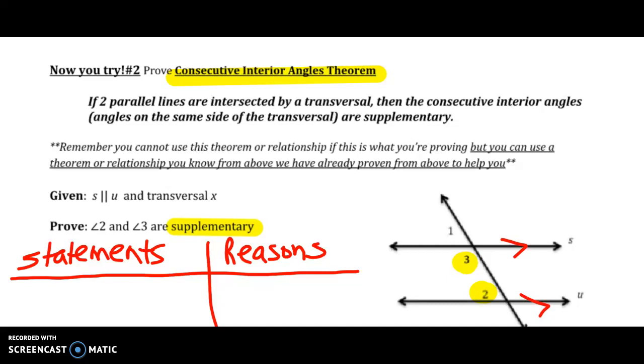So that theorem says if two parallel lines are intersected by a transversal, then the consecutive interior angles, or angles on the same side of the transversal, are supplementary. So remember, we cannot use this fact in the proof because that is what we are proving.